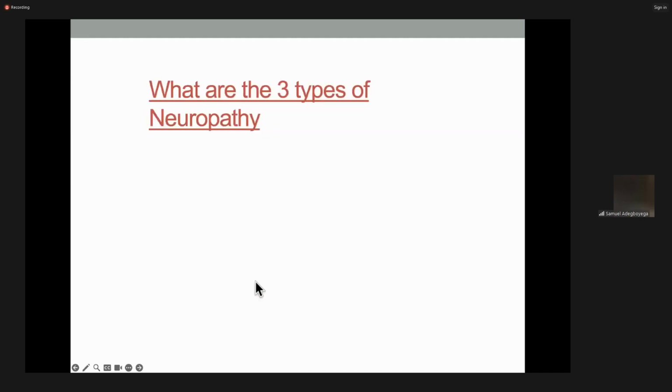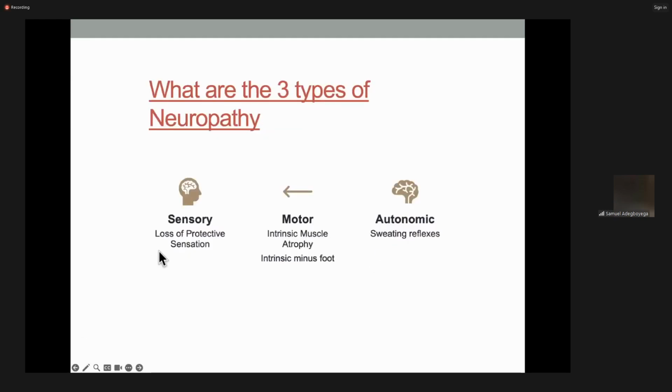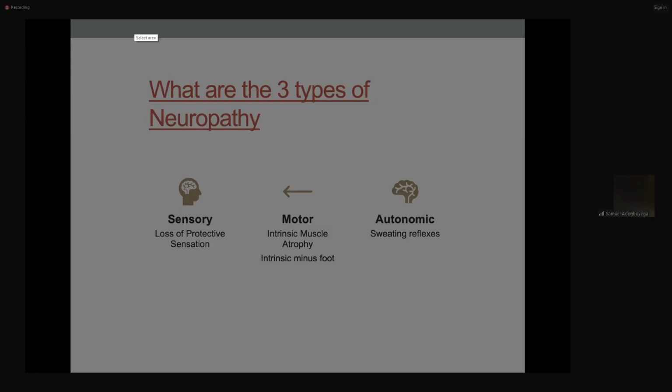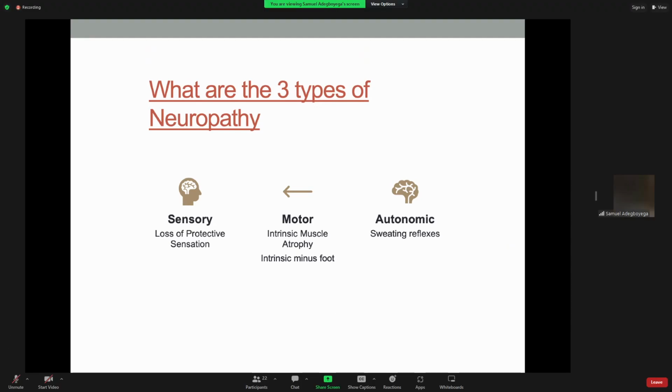Okay. 3 types of neuropathy: sensory, motor, and autonomic. We're going to give you examples on the exam and say, a patient with foot drop, what do you think? That's motor neuropathy. Patient with severe dry skin, autonomic. Patient with loss of sensation of foot, that's sensory, right?